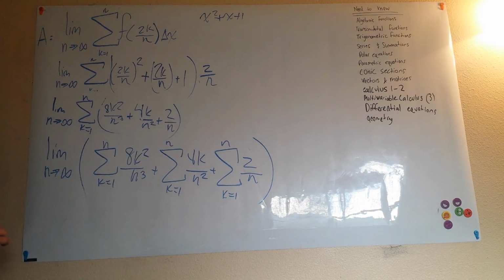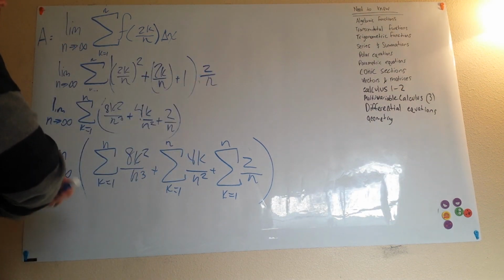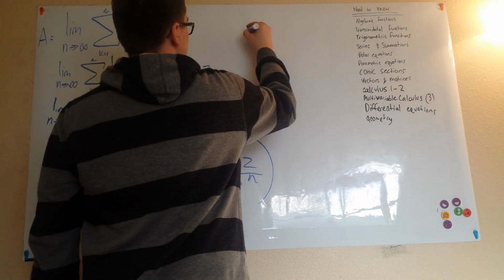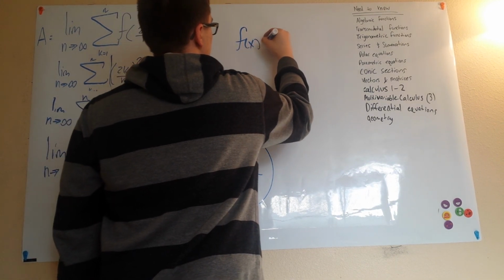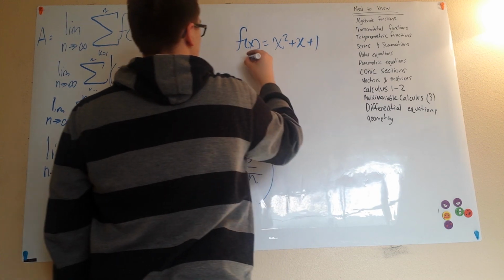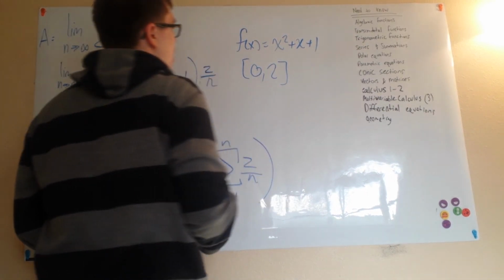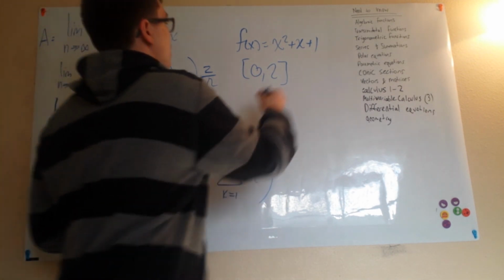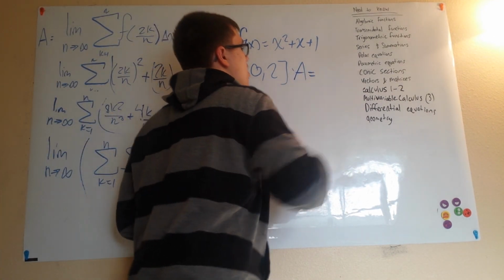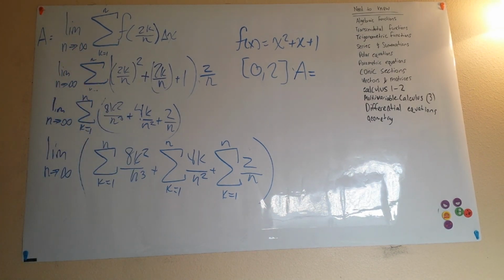So I encourage you to actually finish this problem. Remember, this problem is saying f of x equals x squared plus x plus 1, and I have the interval from 0 to 2. And I'm trying to find the area. Give me the area, please. That's what I want you to do. I want you to finish this problem. That'll be your kind of problem to do.